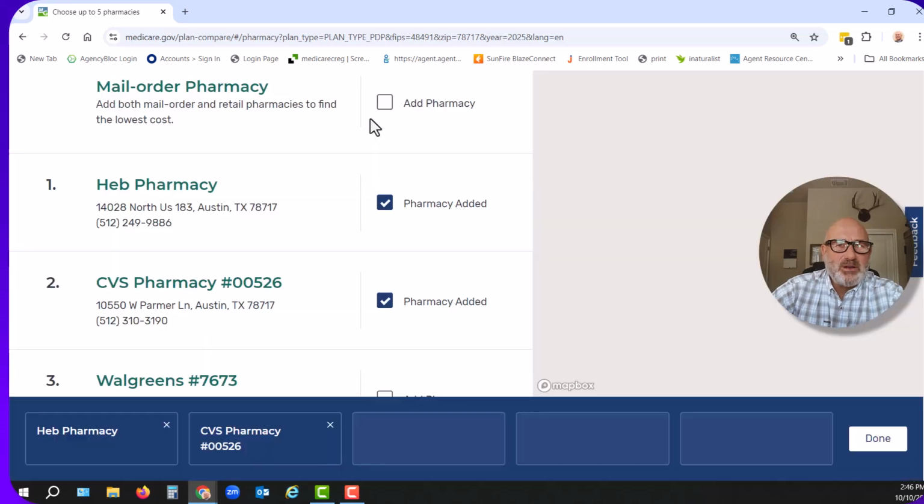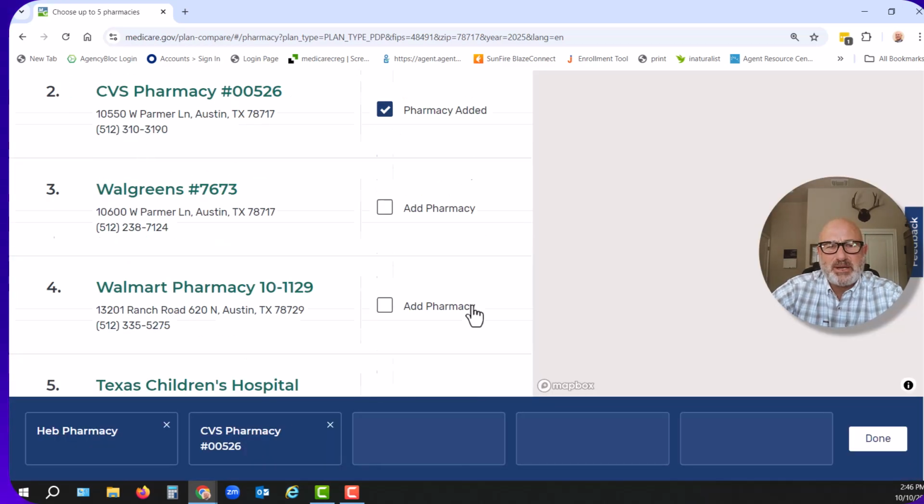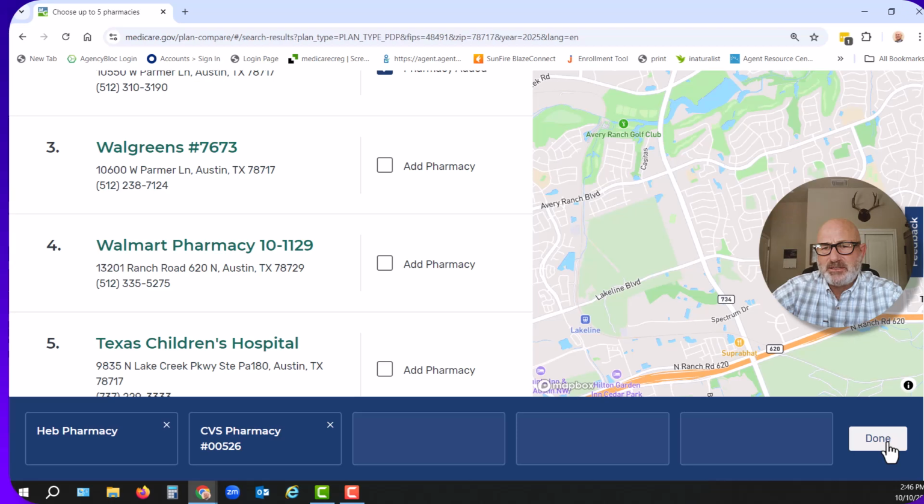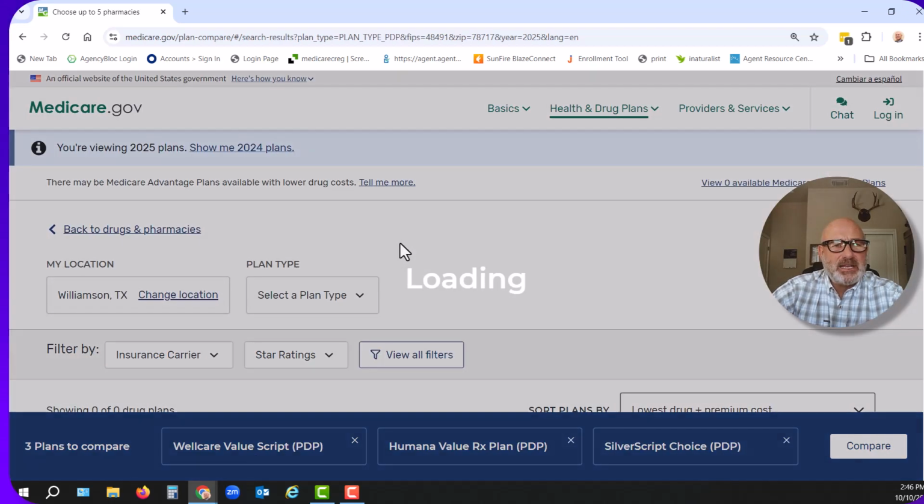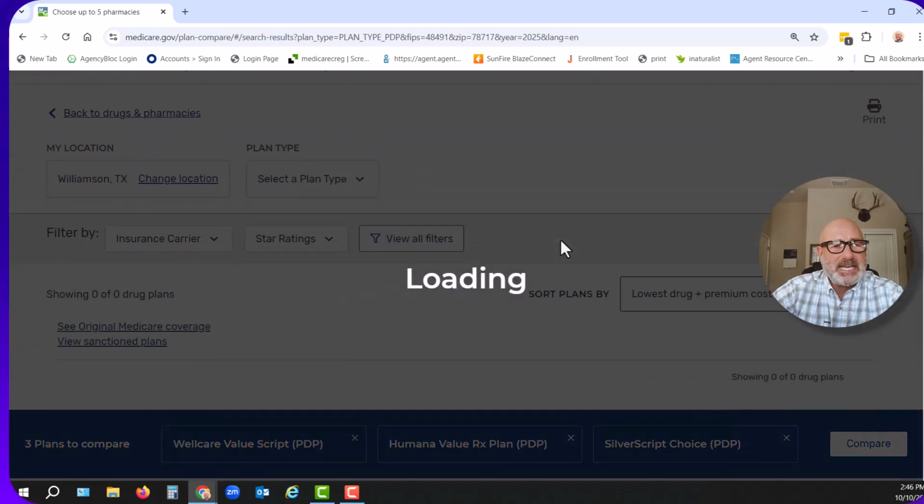Pharmacy, you can do mail order, but for the comparison, it's too complicated. I don't like to do that. Just do 30-day supply. Don't get too analytical on this. This is just a guide. And again, we don't completely trust this 110%, and I'll show you why.